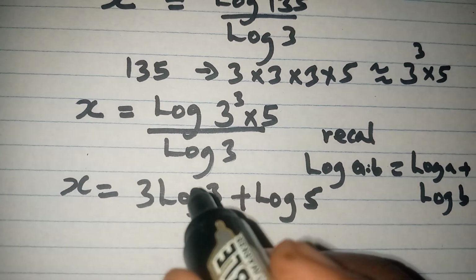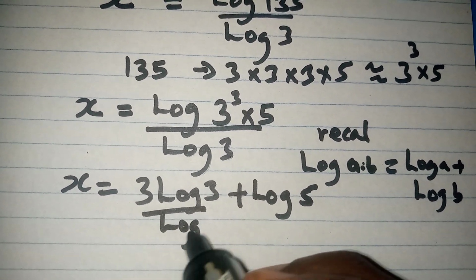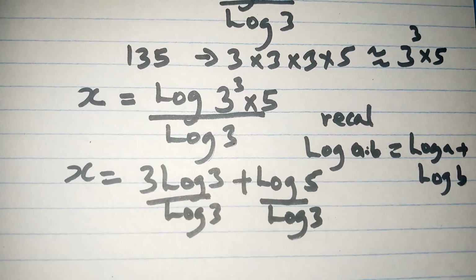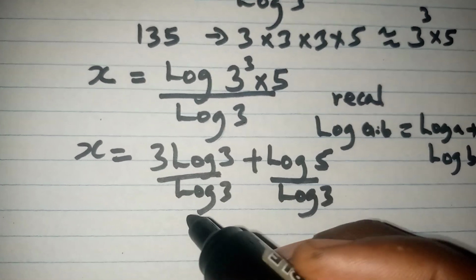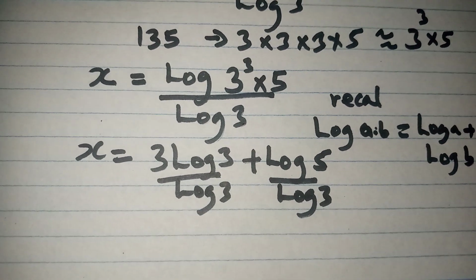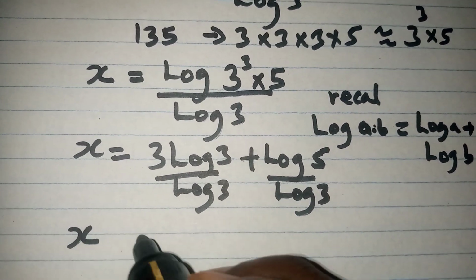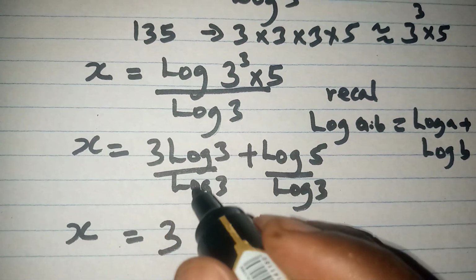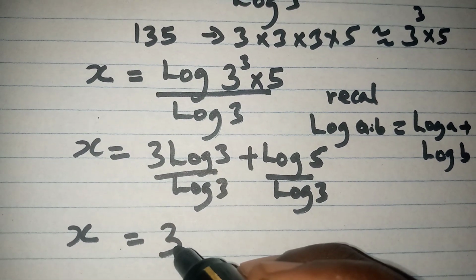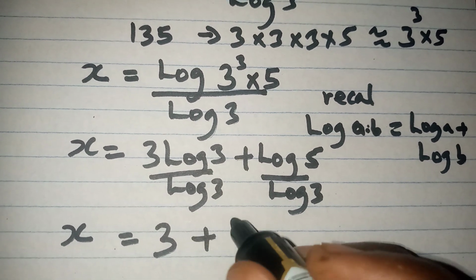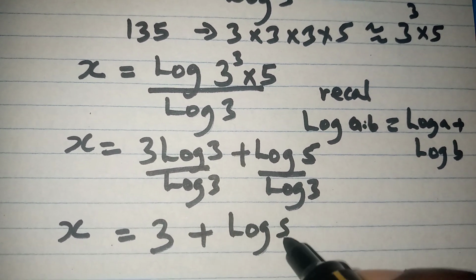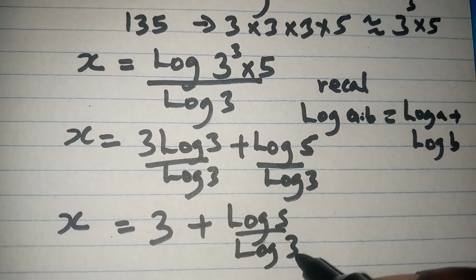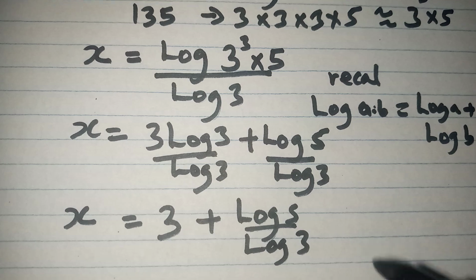Then I'm going to divide all through by log 3. Yes, of course, at this stage I can cancel the logs so that x now becomes 3. Log 3 and log 3 are going to cancel, and then I remain with 3 plus log 5 divided by log 3 as my solution for x.